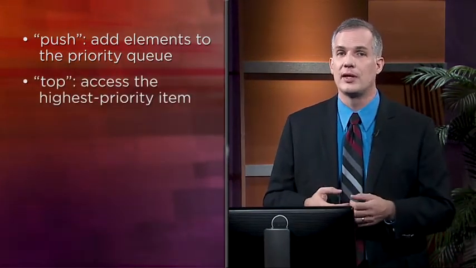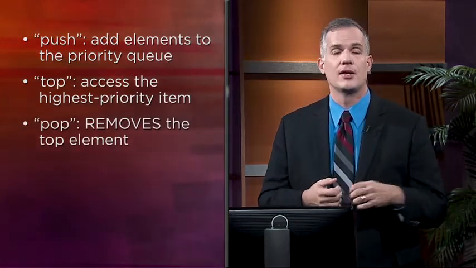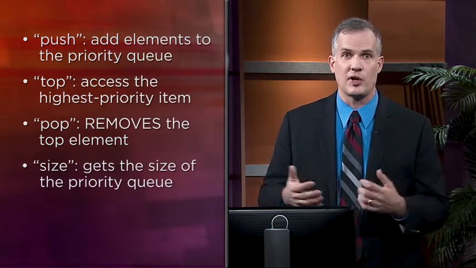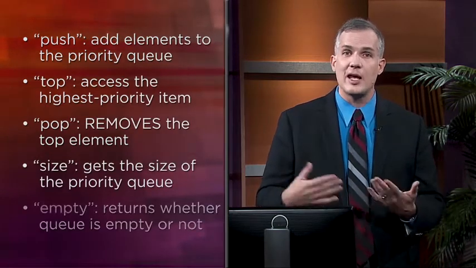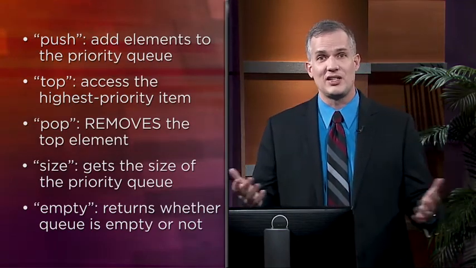When writing code, elements can be added to the priority queue with a push statement. The highest priority element is accessed using the top function. And the pop function removes the top element. Size gets the size of the priority queue. And empty returns whether it's empty or not. So let's look at an example.